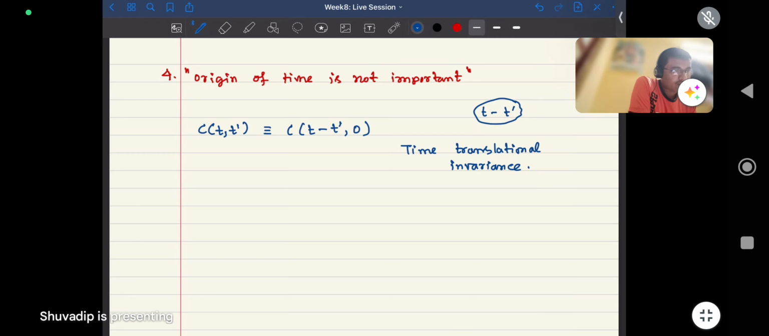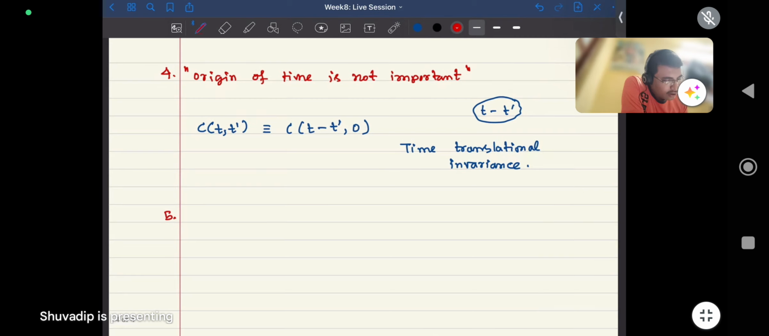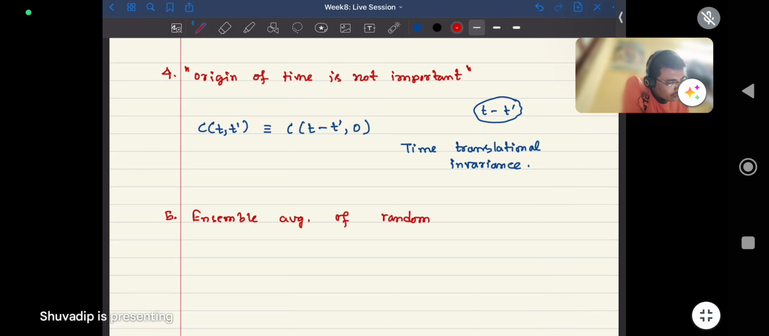Okay. Now, next question is question number 5: the ensemble average of the random force term in the Langevin equation.